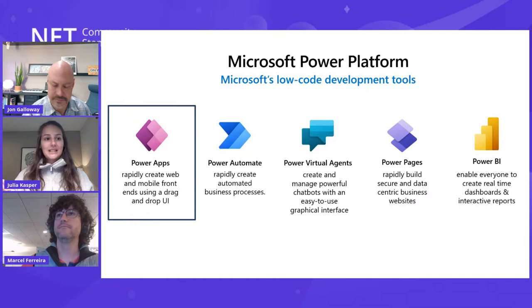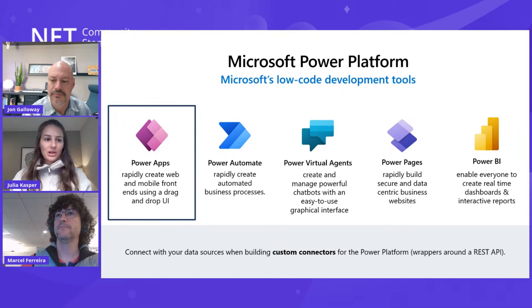One of the things, and we all know it, when a front end really becomes powerful is with data and the things you can connect to. So there is a way in the Microsoft Power Platform to bring in your own data. And this is called custom connectors. Custom connectors are basically just wrappers around a REST API that lets developers bring their own data into the Power Platform.